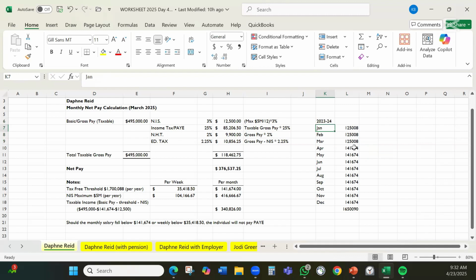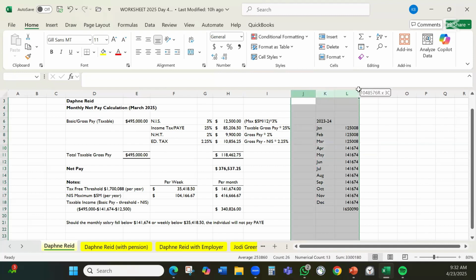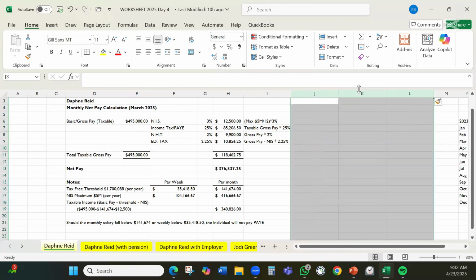And then in April, the threshold changed to 1.7 million. So it would be 141,674 per month, right? Which is what we will be using over here under the 1.7 million. All right, so ignore that distraction now. I will move it from there.